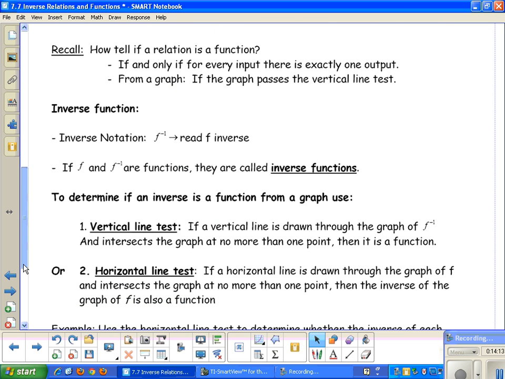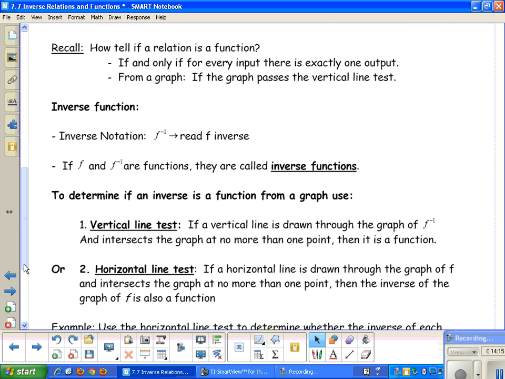All right, so again, recall, how do you tell if a relation is a function? If and only if for every input there is exactly one output, and from a graph we see if it passes the vertical line test. Now we also have inverse notation. Notice it has the f and it looks like to the -1 power. That's not how we say it though. We call this f inverse. So if f and f inverse are functions, they are called inverse functions.